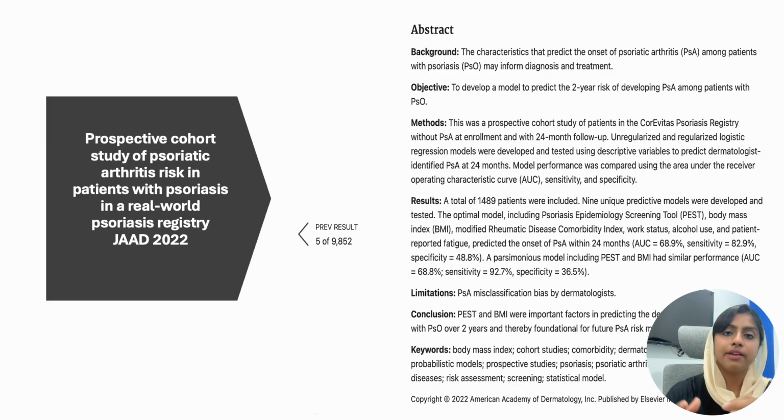So this is a study where psoriatic patients are checked for development of psoriatic arthritis. And let's look at what misclassification can occur in this case. If you look at the limitation, they've clearly mentioned that psoriatic arthritis can be misclassified by dermatologists. As you know, a rheumatologist will have an upper hand in diagnosing psoriatic arthritis. So in a case where the dermatologist is not very trained, there might be a misdiagnosis, and this can result in misclassification. But this can occur in both groups equally. So this is a non-differential misclassification.